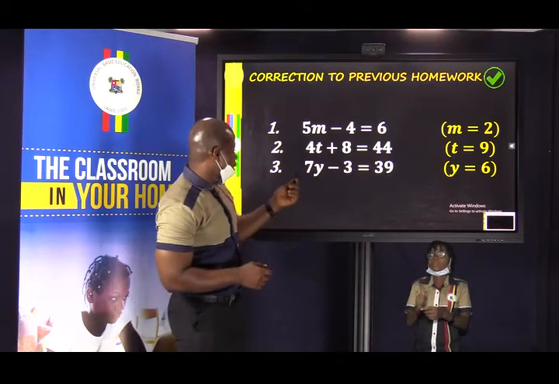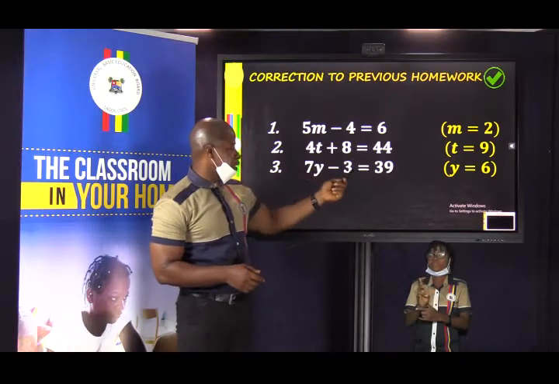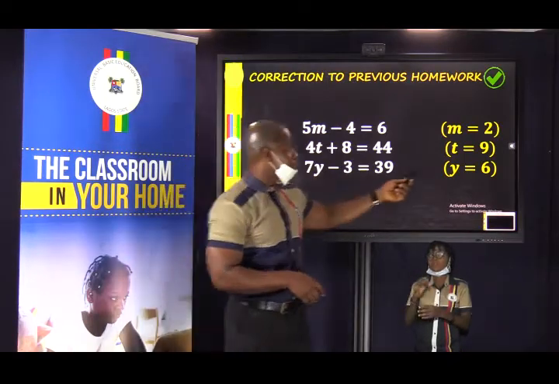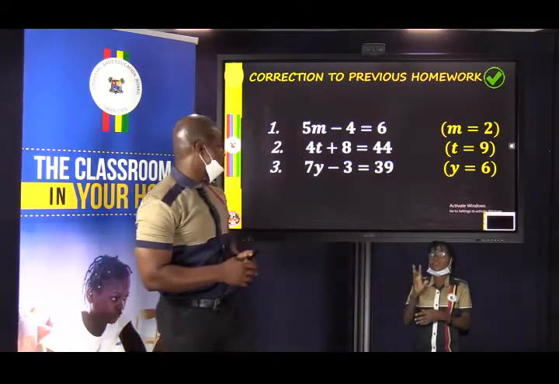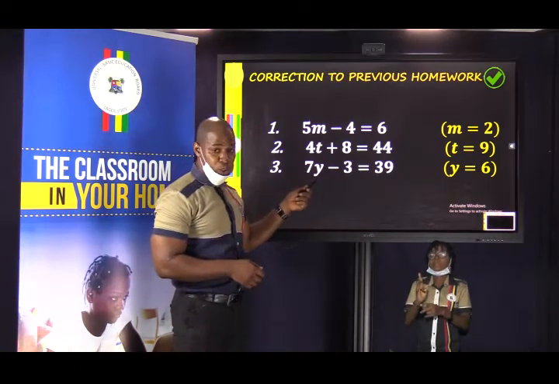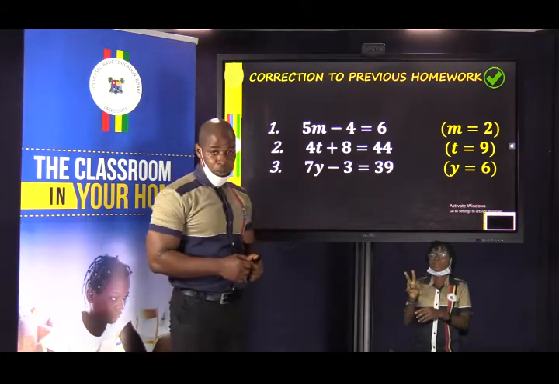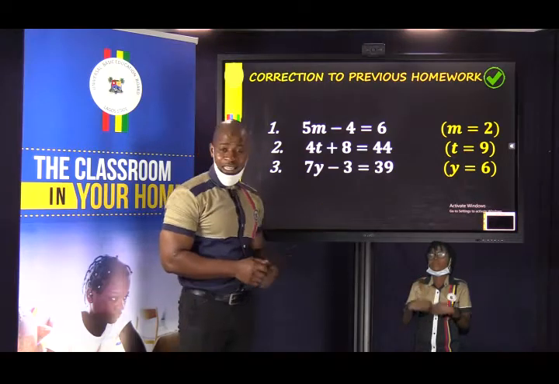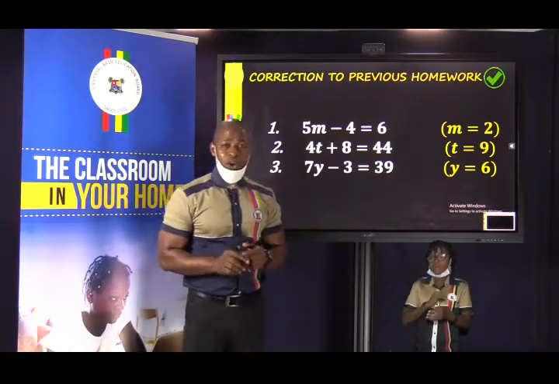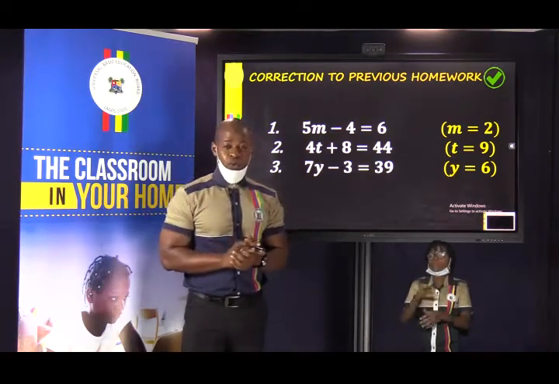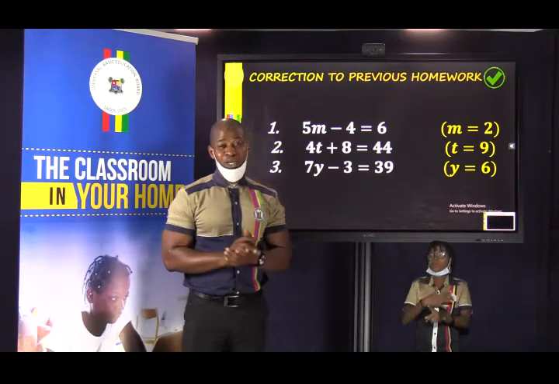The last one, 7 times something minus 3 is 39. Now we are saying that Y is 6. So let's see, 7 times 6 is 42. 42 minus 3, that should give us 39. I trust that you got all. Give yourself a tick for the ones that you got, and let me celebrate you with a cheer.